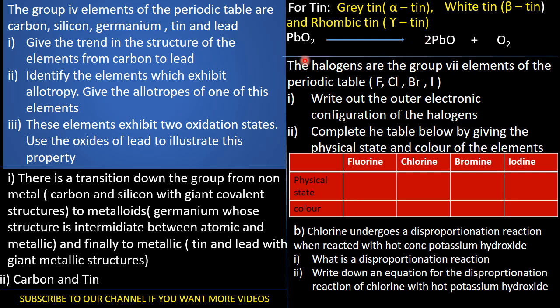Let's see, guys. Maybe there was supposed to be a 2 here. Yes, there was supposed to be a 2 here, guys. I'm sorry I didn't put a 2, but put the 2 here. Good. So guys, lead 4 oxide gives lead 2 oxide plus oxygen.